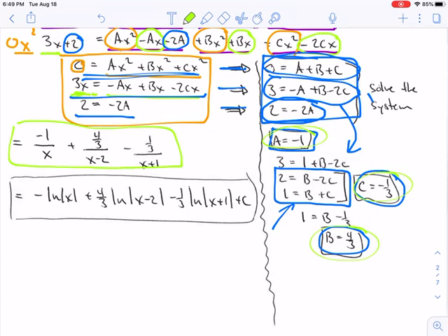All right? So we're integrating this, remember? So we're integrating each one of these terms. Well, they're all log functions, all right? They're all going to be log functions. So we have the negative log of the absolute value of x, 4/3 the log of absolute value of x minus 2, negative 1/3 the log of x plus 1 plus c.